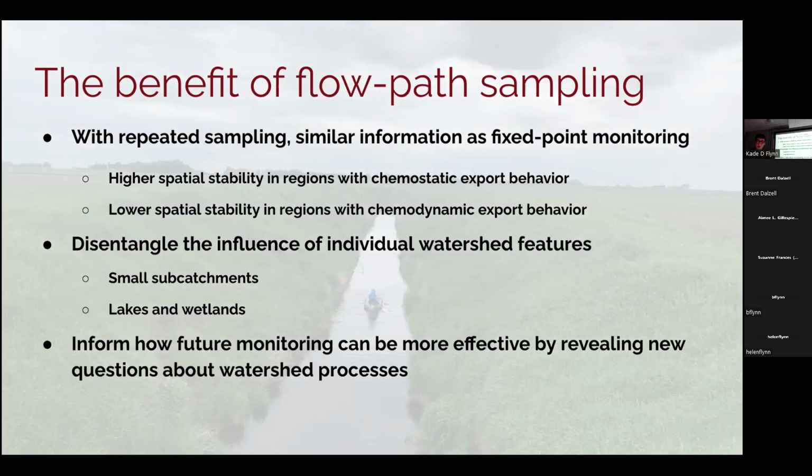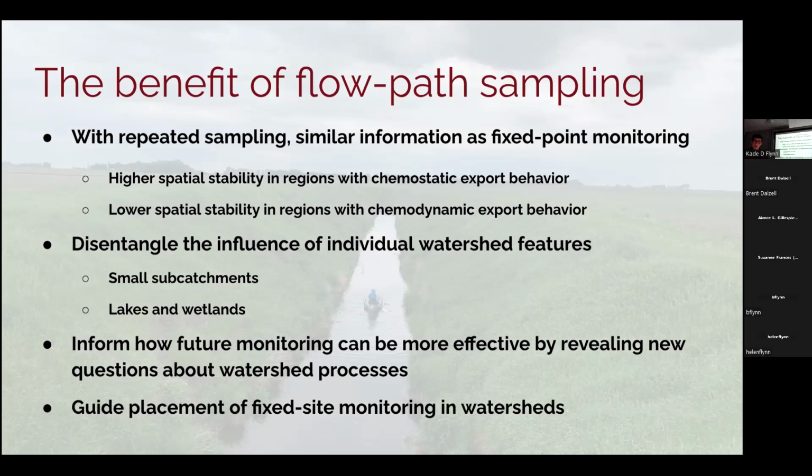This added information can really inform how future monitoring can be more effective by revealing new questions about watershed processes. For instance, if we can identify regions where temporally the conditions are more variable, more intensive monitoring at those sites might yield more insights. And so we can use our resources more effectively in that way.